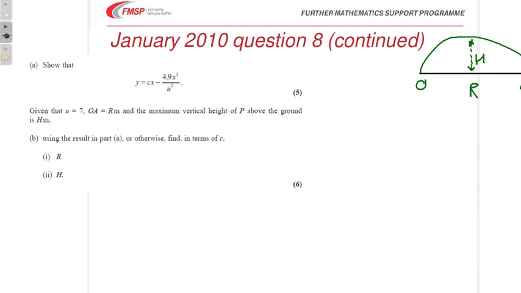Okay, the first thing we can do is use the fact that u is 7, so let's rewrite that. We know y equals cx minus 4.9 over 49, that's x squared over 10 then. That's what the equation at the top there becomes when you put u equals 7. Now, use that result. It says for part B here, use the result or otherwise. Well, it would be sensible to use that result then. Let's find r. So to find r, what's special? Well, y is 0 at x equals r.